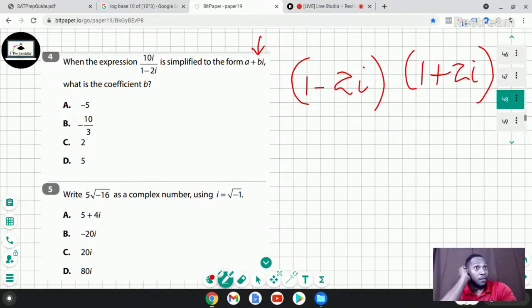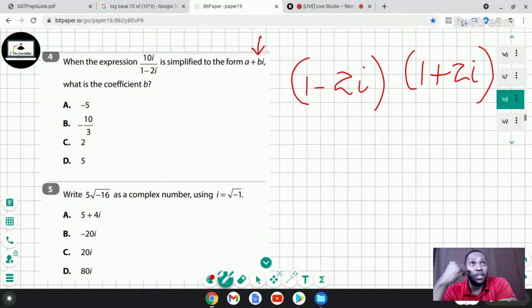The whole point of doing this is to make sure that we don't have any i in the denominator, because what we normally deal with are real numbers. So 1, 2, 2.5, 5, 1 over 3, you know, those real numbers. So that's what we normally deal with. Now we want to make sure that we don't have any i in the denominator.